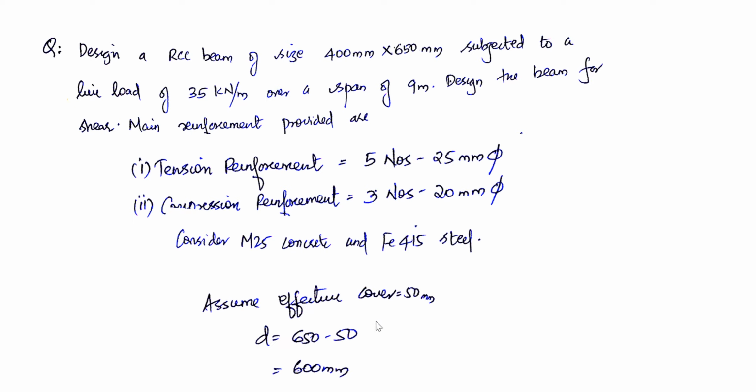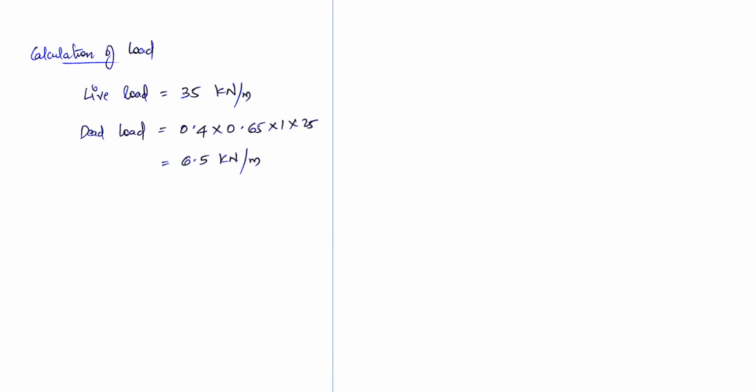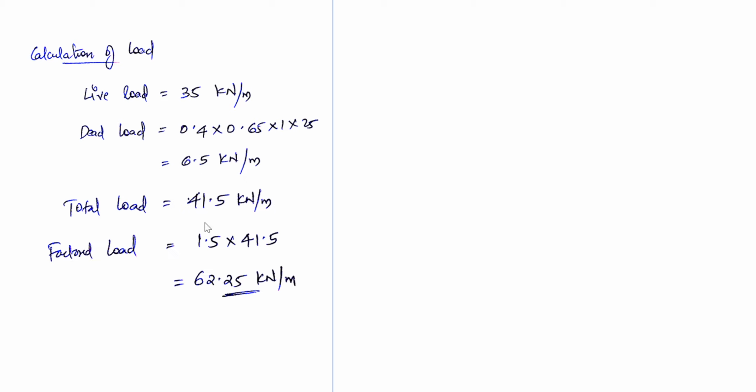So assume an effective cover of 50 mm, you will get 650 minus 50, that is 600 mm. This is your effective depth. For the calculation of the load, the live load is given as 35 kN per meter. For the dead load, the width is 0.4, depth is 0.65 per meter length, density is 25 kN per meter cube. You will get this dead load as 6.5 kN per meter. From there, the total load is 35 plus 6.5, that is 41.5 kN per meter.